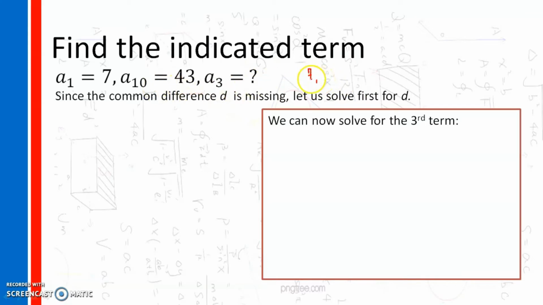So this is a sub 1. So 1, 2, 3, 4, 5, 6, 7, 8, 9, and the tenth term is 43, right? But for this problem, we are just looking for the third term. So, if that is the third term, so 1, 2, 3, ito yung nawawala. Okay? So, paano natin hahanapin yun ngayon?